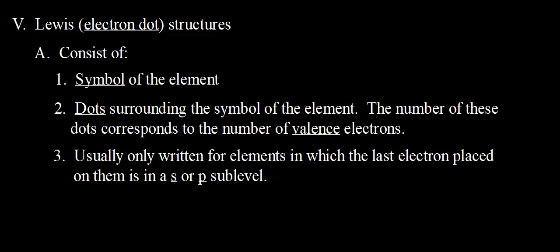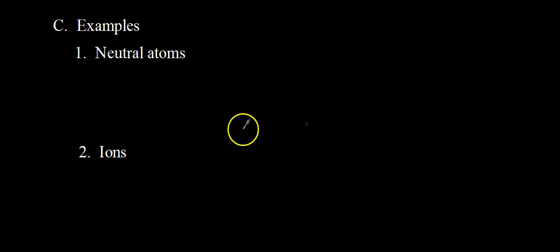They consist of the symbol of the element, which comes from the periodic table, and then dots surrounding the symbol of the element. The number of these dots corresponds to the number of valence electrons. Remember, valence electrons are those electrons in the highest energy level. Because of this, we usually only write Lewis structures for elements in which the last electron placed on them is in an s or p sublevel. So only for the s block elements and the p block elements. We can draw Lewis structures for either neutral atoms or ions. So let's take a look at a few examples.